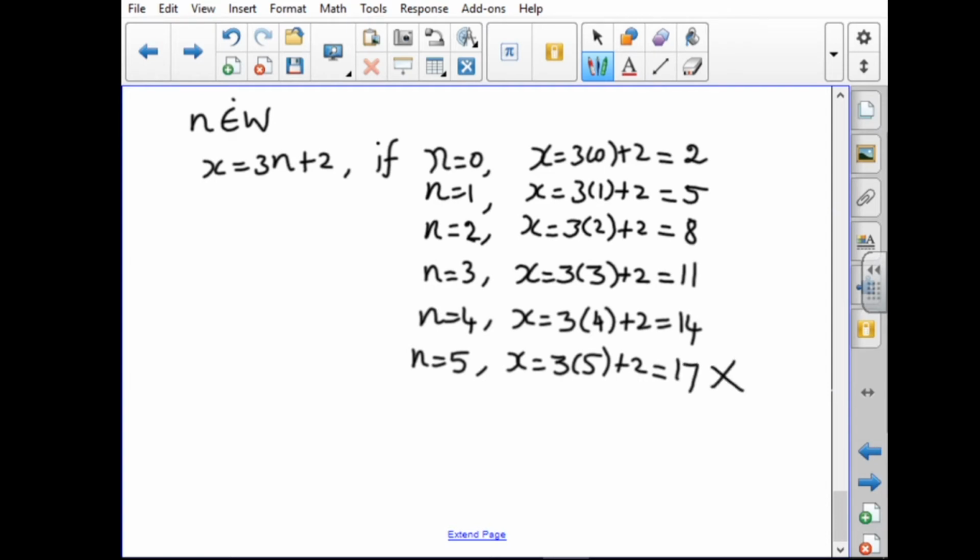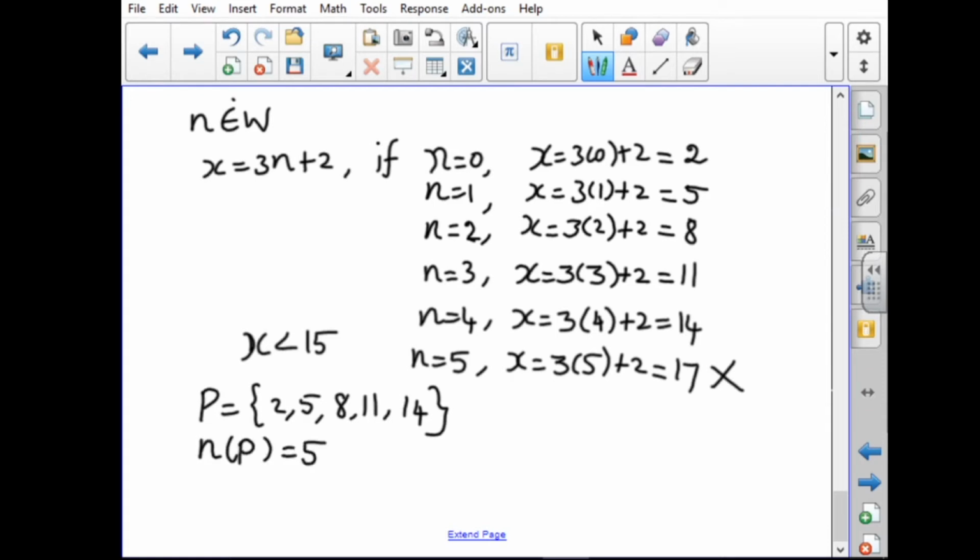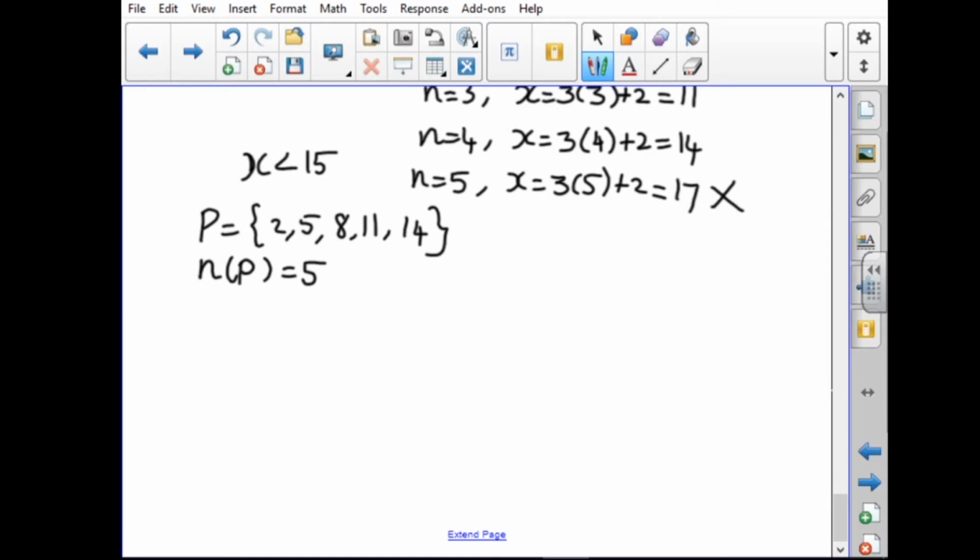So you should not take this value, because the condition is x less than 15. Here we have 17. So what do you get for the P set? P is equal to 2, 5, 8, 11 and 14. So we have 5 elements, so n of P is equal to 5. This is the cardinal number of the second set, P set.